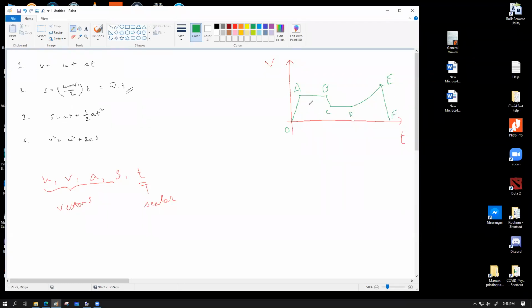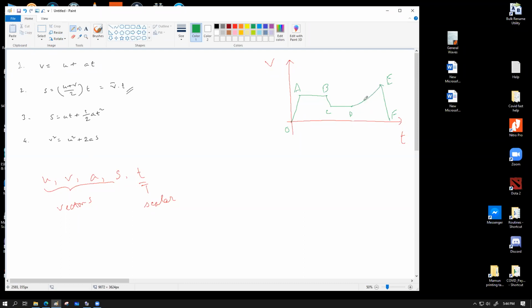What I need you to understand: OA is a straight line with a constant gradient. AB is a horizontal line that also has a constant gradient, but the value of the gradient is 0. Horizontal lines have 0 gradient. BC has a negative gradient. CD is also horizontal with 0 gradient. But does the segment DE have a constant gradient? Try to understand. This is a curve.